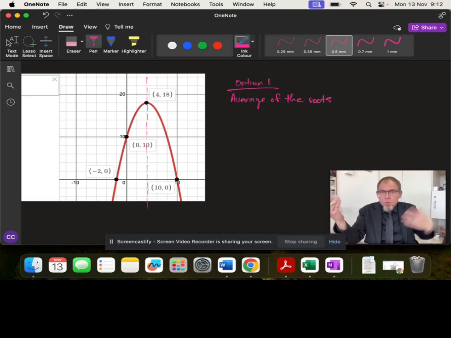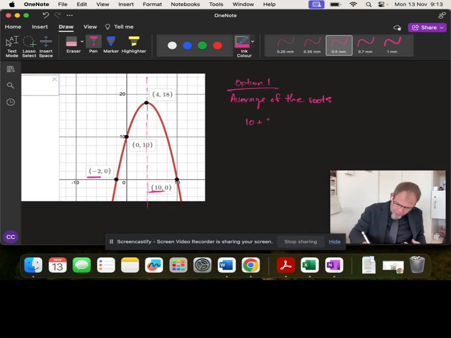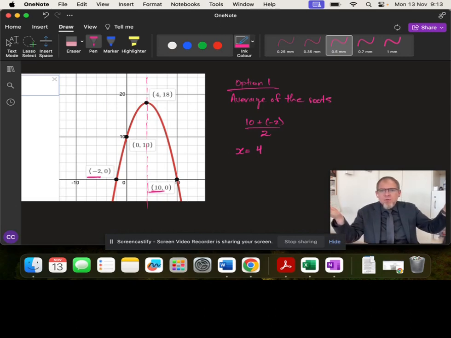So if I look here, I have one root at 10 and one root at negative 2. So if I do 10 plus negative 2 divided by 2, well, 10 plus negative 2 is 8, divided by 2 is 4. So my axis of symmetry is the line x equals 4. That's pretty straightforward and simple.